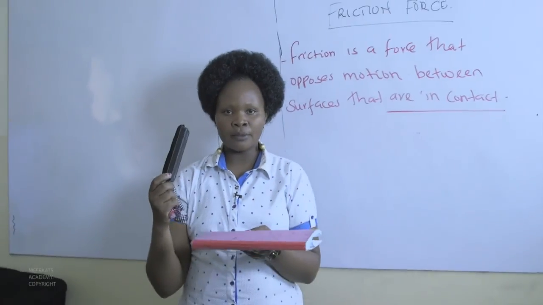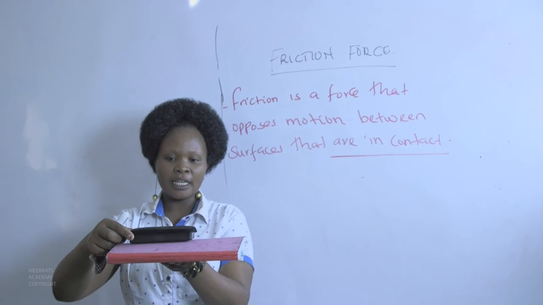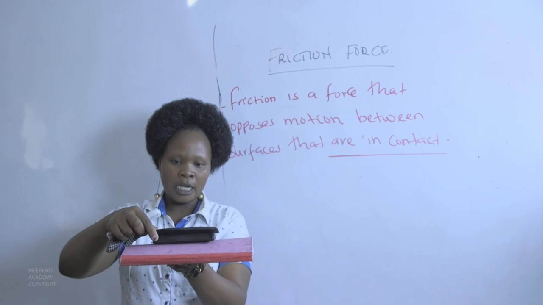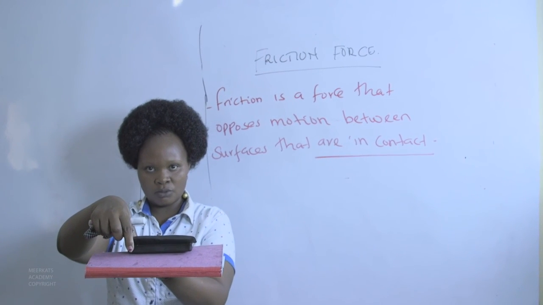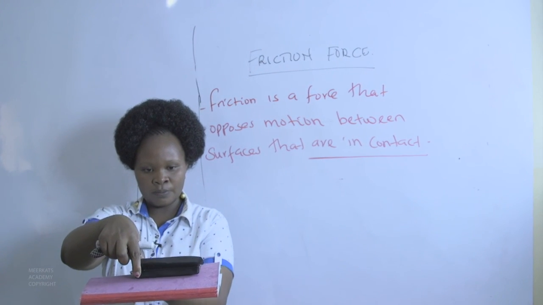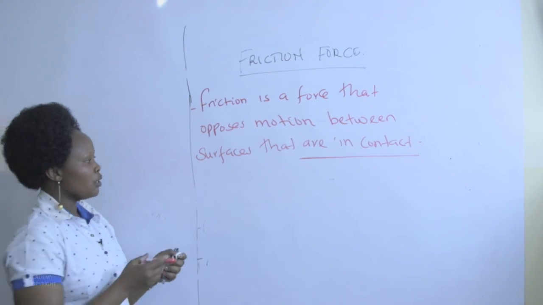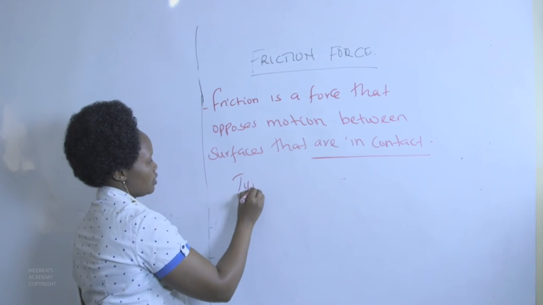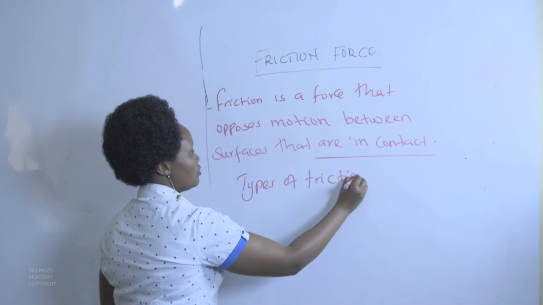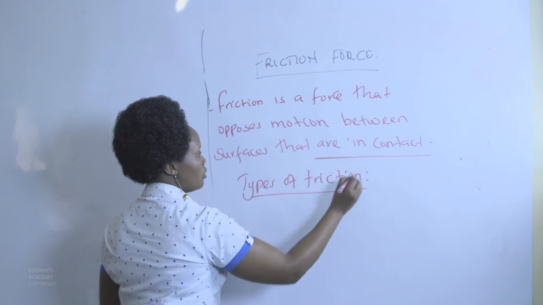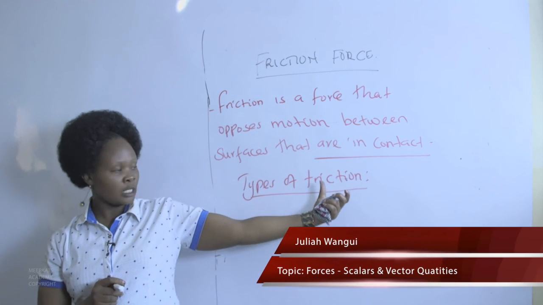I have my duster here and my book. I bring them into contact, then I slide my duster, and the resistance to the motion of the duster is what we call friction. Now, in our next lesson, we are going to look at types of friction. Then we shall try and find out whether there is any way at all we can benefit from this friction.